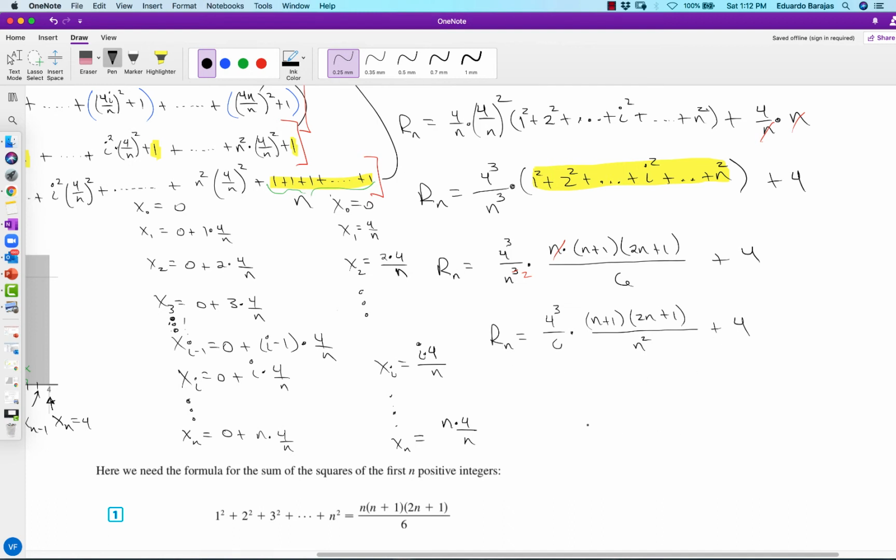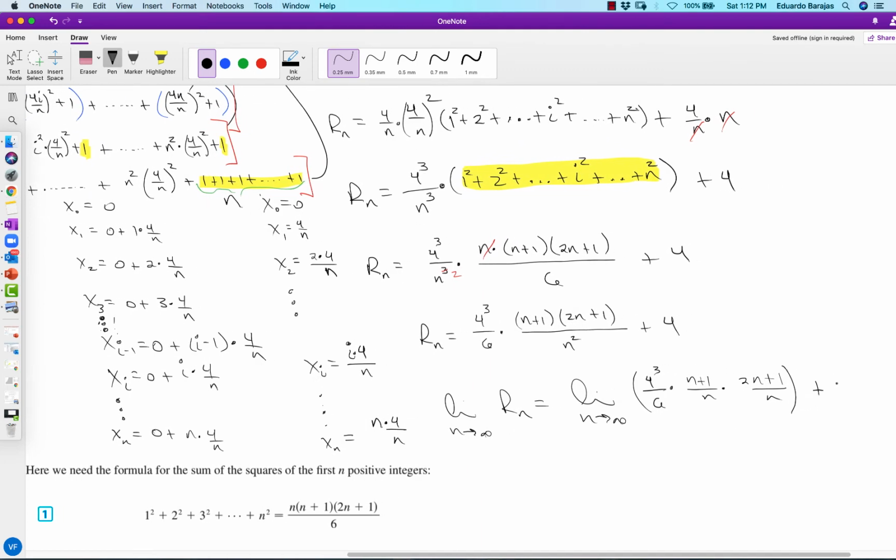Okay, that's what this is. And what we want to do now is think about what happens as we let n go to infinity. So the limit as n goes to infinity of r sub n is equal to the limit as n goes to infinity of this formula, 4 to the third over 6. That's a 6, by the way. And I'm going to separate this into two pieces. So this will be times n plus 1 divided by n times 2n plus 1 divided by n. And then the limit as n goes to infinity of 4, well, that's just going to be 4, right? It doesn't get affected by it. So I'll just put a plus 4 out here.